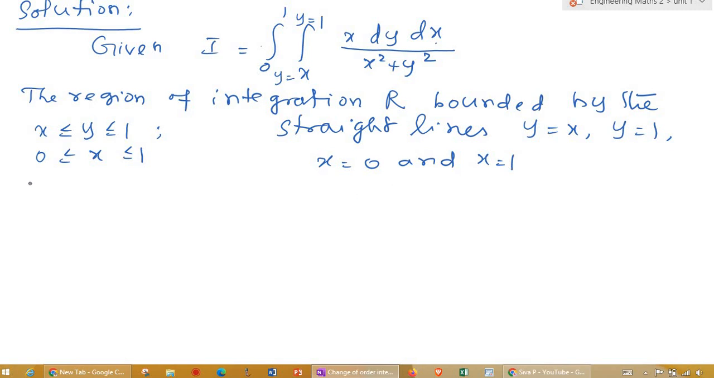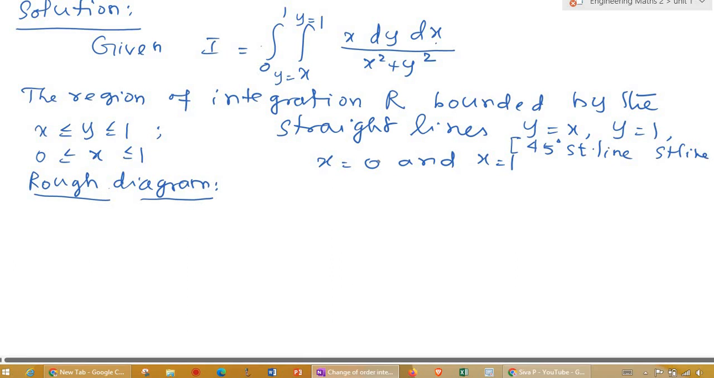So you have to draw the rough diagram for this. How to draw the rough diagram? First you have to identify the shapes. What are the shapes? It is a 45-degree straight line. Y equal to 1 is a straight line. X equal to 0 is the y axis, we know that. And then x equal to 1 is a constant straight line. So how to draw the diagram for this?